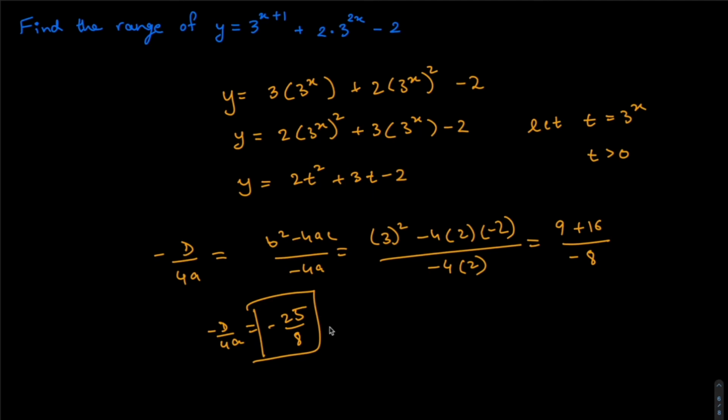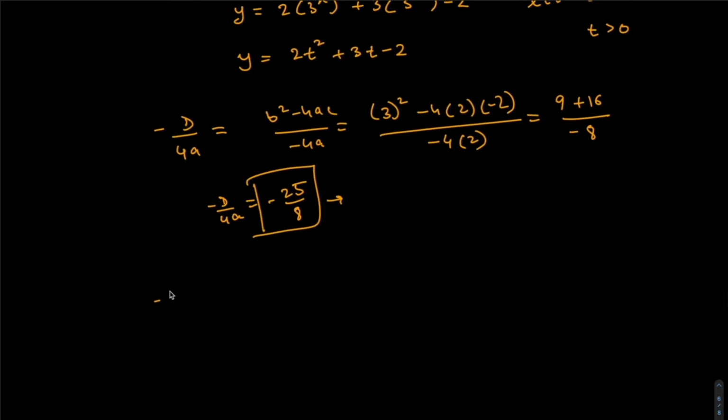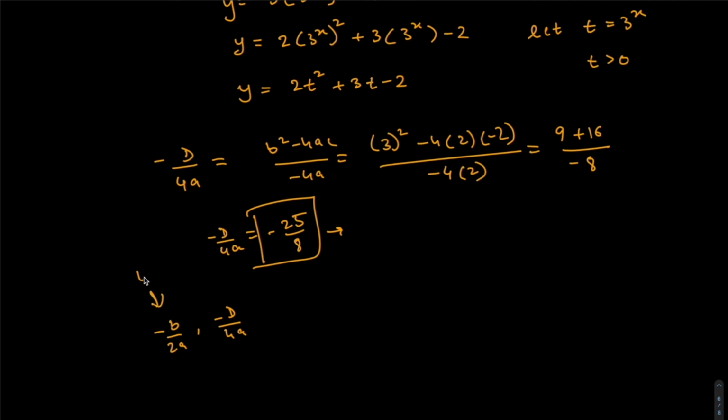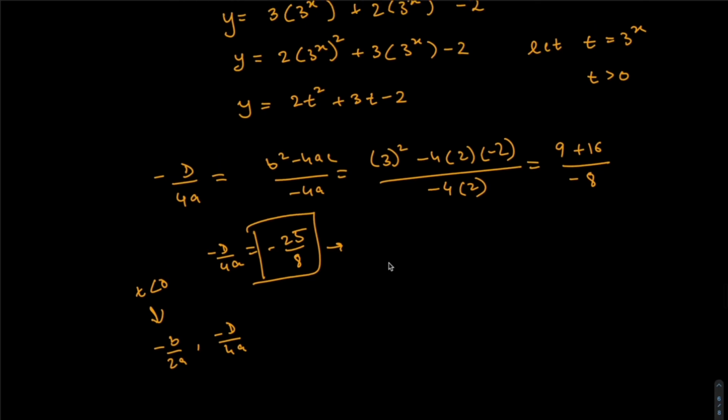So the corresponding value of t will be minus b by 2a, right? Because that's how we usually find the vertex, or the turning point, right? It's minus b by 2a and minus D by 4a. We've found this. Now let me just check, because that will give me the value of t. And if t is less than 0, then this is unacceptable. We're going to have to make some changes. But if t is greater than 0, then it's all good, right? Then I can say that this is the minimum value and infinity is the maximum value. Question done. But I have to check and make sure.